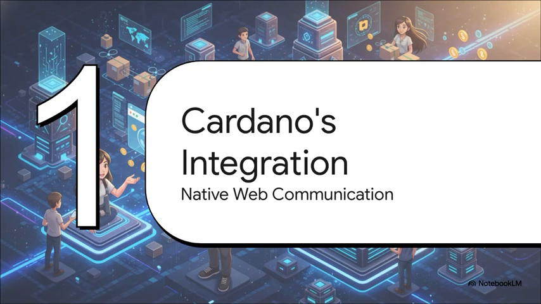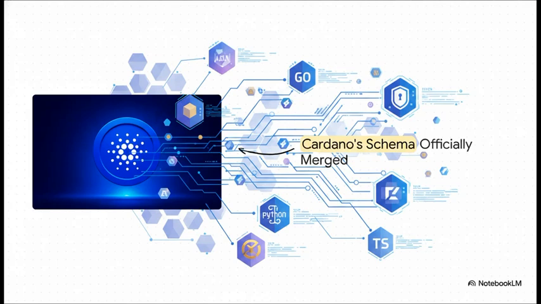Okay, Section 3. Cardano's unique integration, which brings us true native web communication. This is a massive milestone. Cardano's version 2 schema has officially been merged into the main branch. This is a really big deal. It means developers working in Go, Java, Python, or TypeScript can now easily annotate their REST endpoints to explicitly require ADA or native tokens. Basically, standard web environments are finally talking directly to the blockchain.